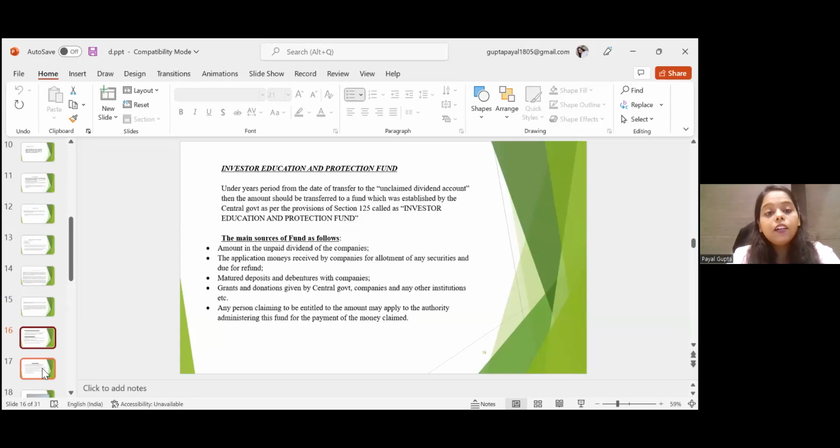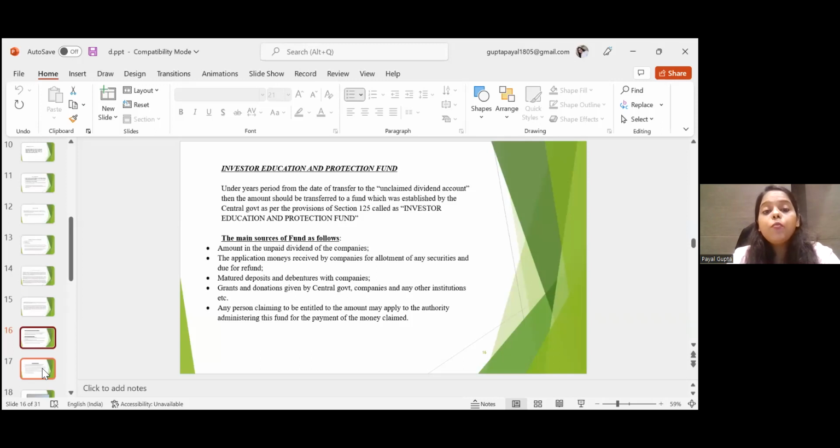IEPF. Under it, after a period of seven years from the date of transfer, the unclaimed dividend amount should be transferred to a fund established by the central government as per the provision of section 125, that is IEPF. जो भी अमाउंट 7 साल के लिए अनक्लेम डिविडेंड अकाउंट में रखे हुए हैं, अगर 7 साल तक कोई भी क्लेम नहीं करता है तो वो सारे अमाउंट we will transfer to IEPF. Now we are talking about IEPF.